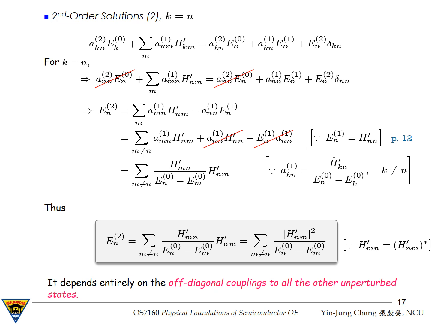A particularly important consequence is that the ground state usually shifts downward at second order because all other states lie above it. This is one of the standard signatures of second order perturbation theory.